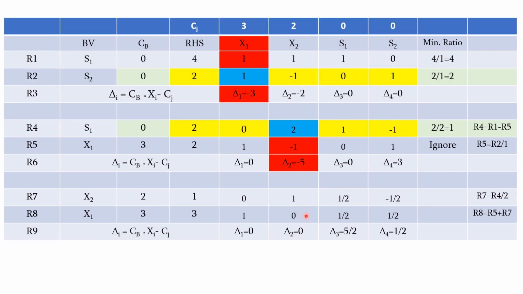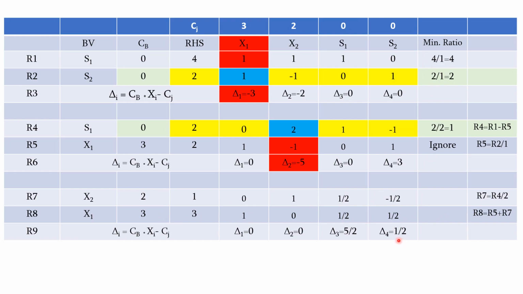Let us compute the deltas. So 2 into 0 plus 3 into 1 minus 3 is equal to 0, and 2 into 1 plus 3 into 0 minus 2 is equal to 0, and 2 into half plus 3 into half minus 0 is equal to 5 by 2, and 2 into minus half plus 3 into half minus 0 is equal to 1 by 2.